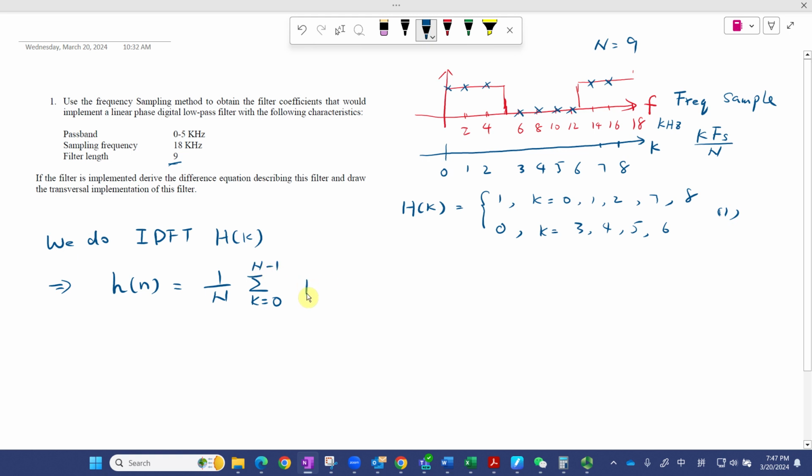So H[k] is this one, and e to the order of j 2 pi over capital N, where lowercase n is this index, and lowercase k is the index for this sum. Okay, so this is equation number 2.